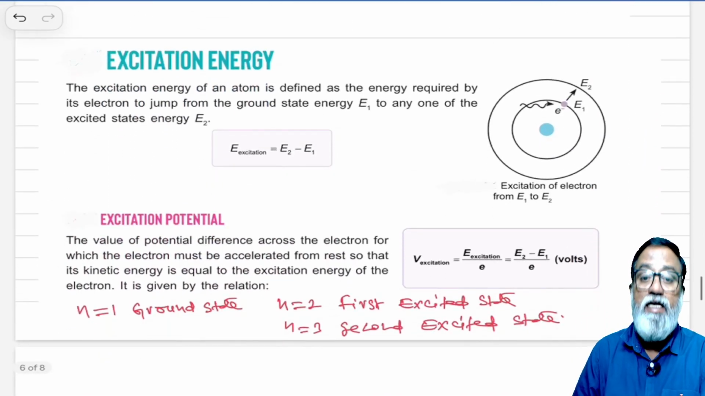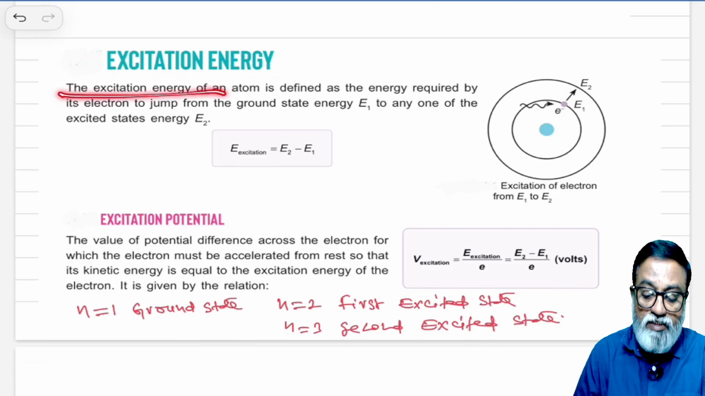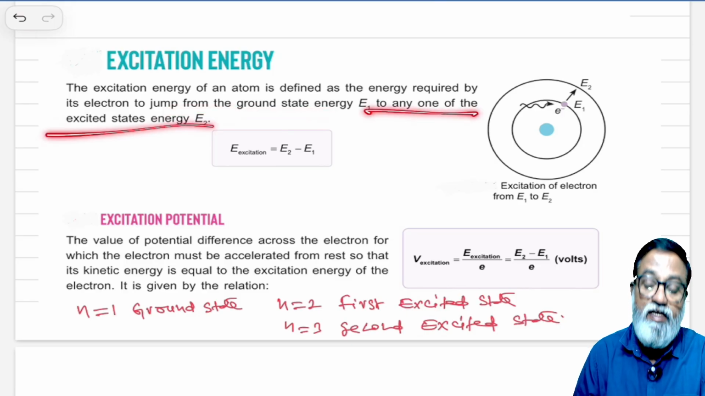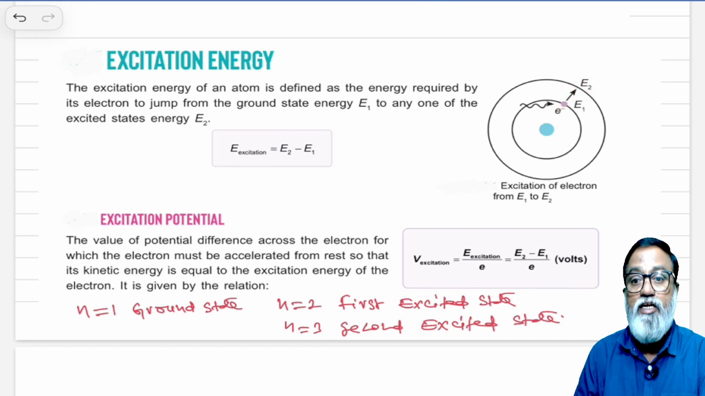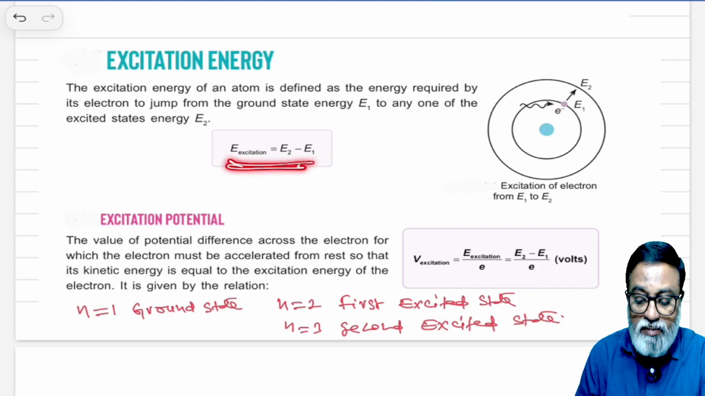Next one, excitation energy. The excitation energy of an atom is defined as the energy required by its electron to jump from the ground state energy to any one of the excited states. For example, here the electron should be excited initially from the ground state to any state. That energy needed is nothing but excitation energy. For example, if the electron is in the ground state and is excited to the second level, that is n equal to 2, the excitation energy is E2 minus E1.